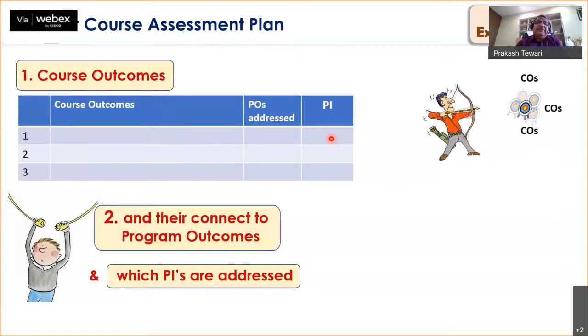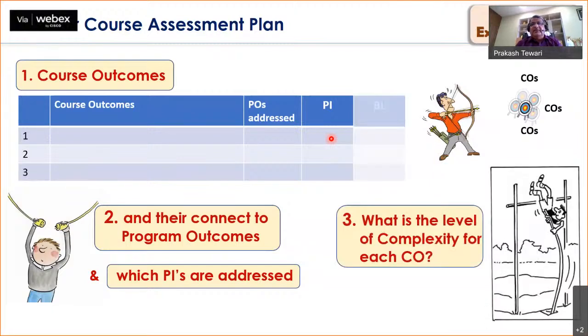Okay. So the second step is connecting your COs with POs and PIs. Then the third step is you have to decide to what level of complexity for each CO you want to teach, or take the student to that level. You cannot say in the classroom I will teach only up to understanding level, but in the examination I will ask numerical problems as well as analysis problems. That is wrong, because students think that when you are delivering only up to understanding level in class, they need to prepare only up to that level. So you have to make it very clear.